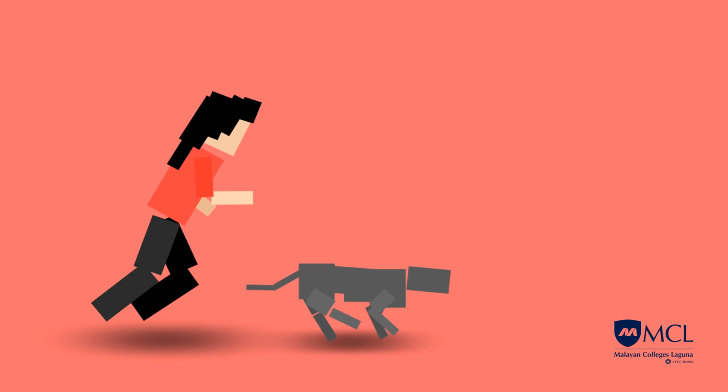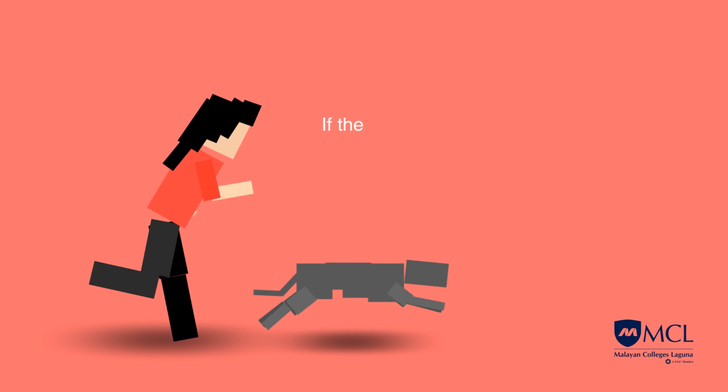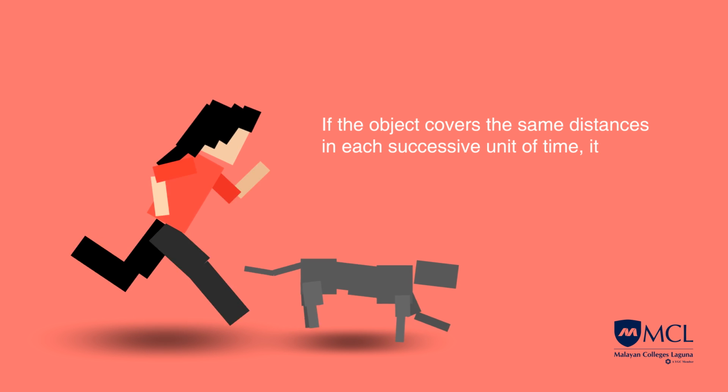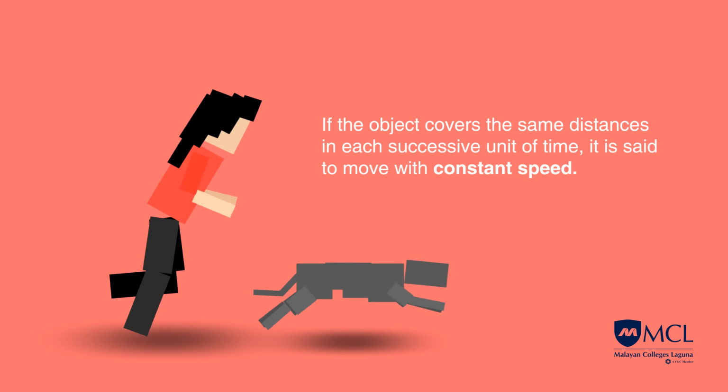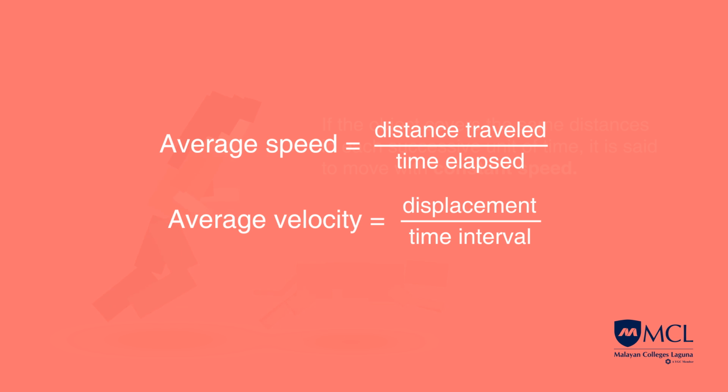One of the most obvious features of an object in motion is how fast it is moving. If the object covers the same distances in each successive unit of time, it is said to move with constant speed. Average speed is equivalent to distance traveled over time elapsed, while average velocity is equivalent to displacement over time interval.